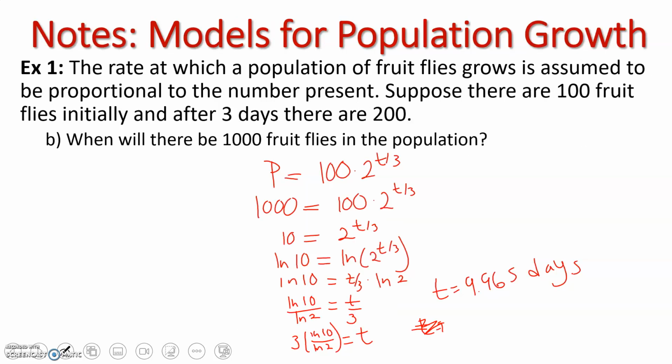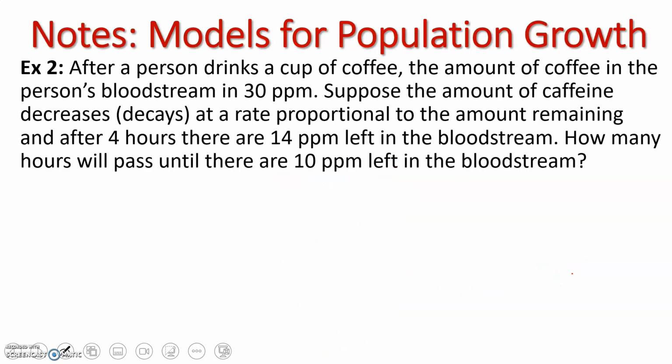All right. Example 2. After a person drinks a cup of coffee, the amount of caffeine in the person's bloodstream is 30 ppm. Suppose the amount of caffeine decreases or decays at a rate proportional to the amount remaining. After 4 hours, there are 14 ppm left in the bloodstream. How many hours will pass until there are 10 ppm left in the bloodstream? Okay, so we've got a decay, and we know it's proportional.